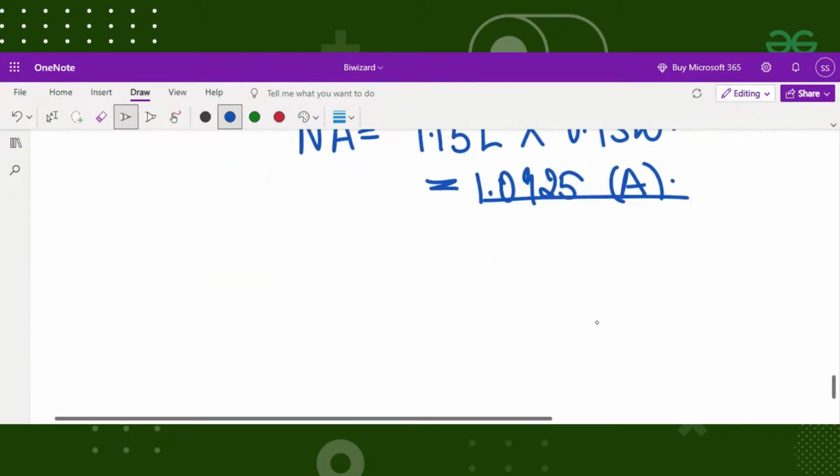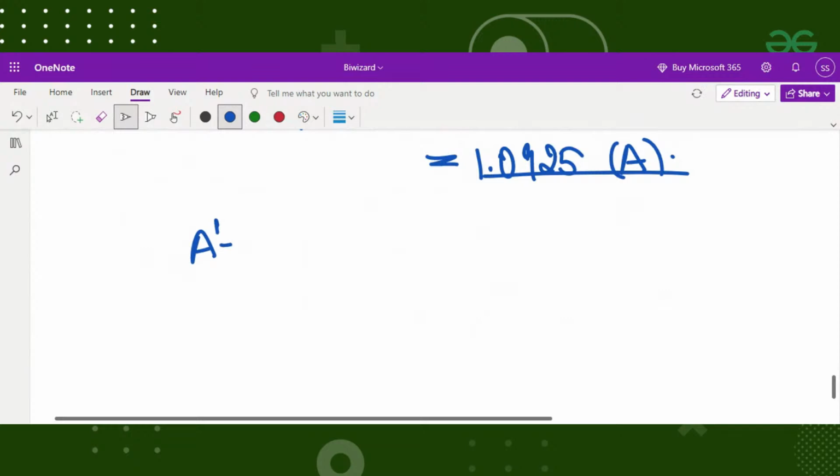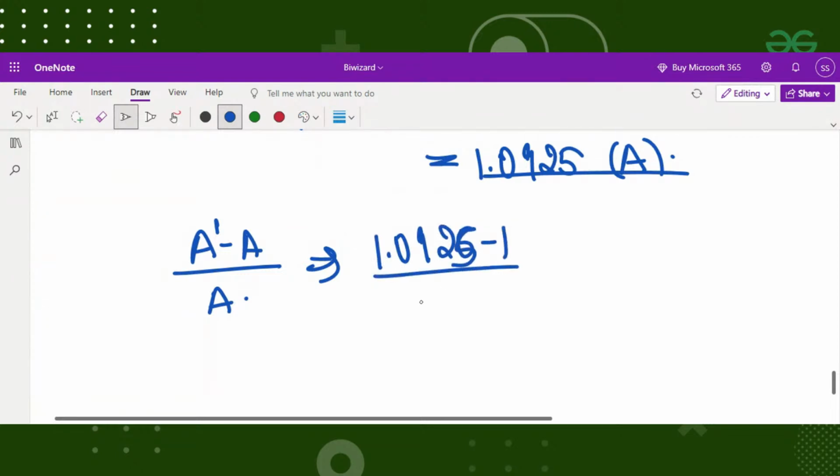Now the percentage change is given by A dash minus A divided by A. So it will be 1.0925 minus 1 divided by 1. All right. So it will give you the answer of 9.25%. Okay. So that is the correct answer to this question.